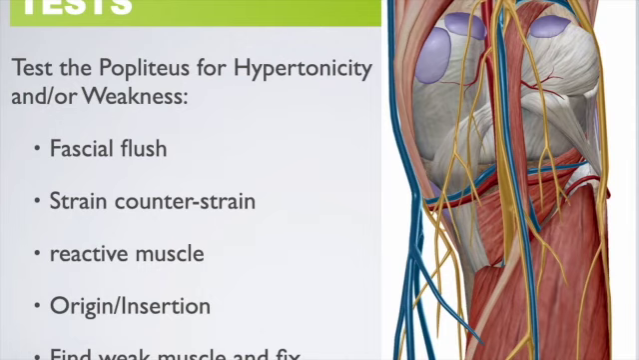A reactive muscle: you can find the popliteus acting as a reactive muscle to the quads, sartorius, gracilis. And then, of course, I find a lot of the time origin insertion is a common cause of dysfunction. Basically, you want to find all the weak muscles and fix them around the knee. It's the same thing we do with all AK approaches to joint problems.